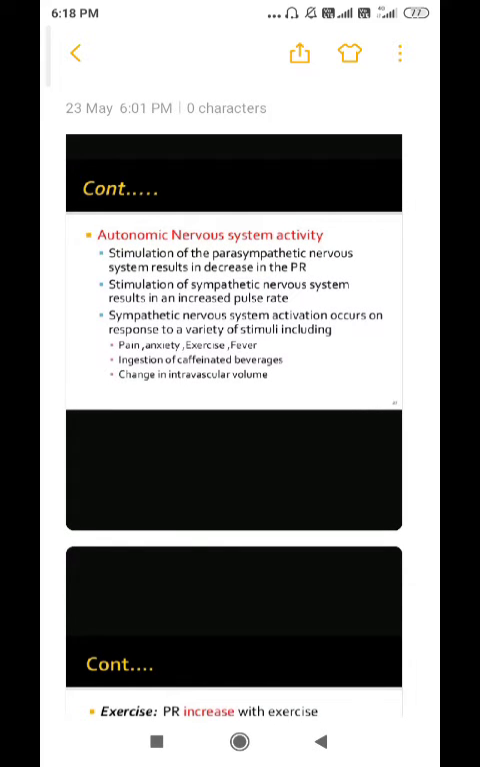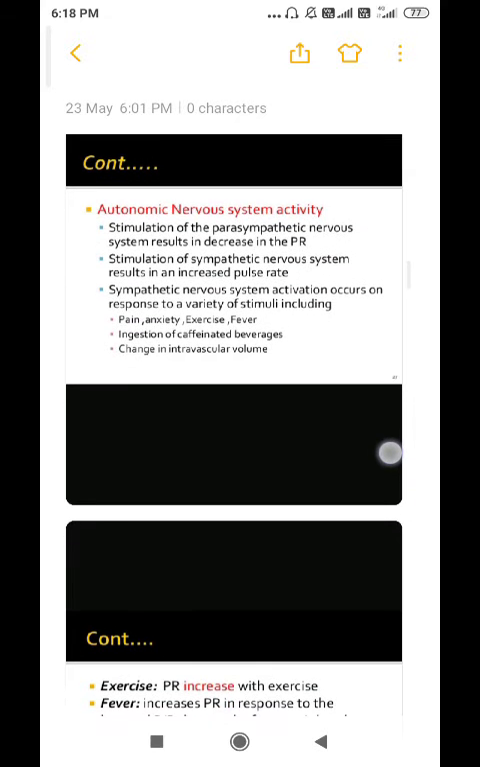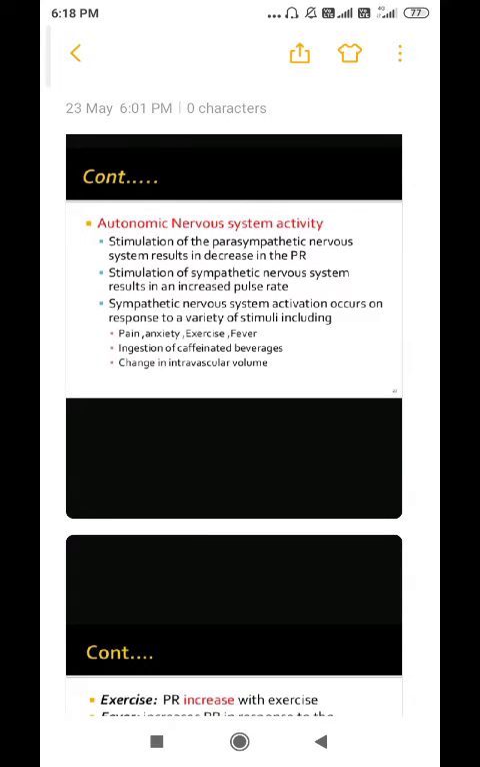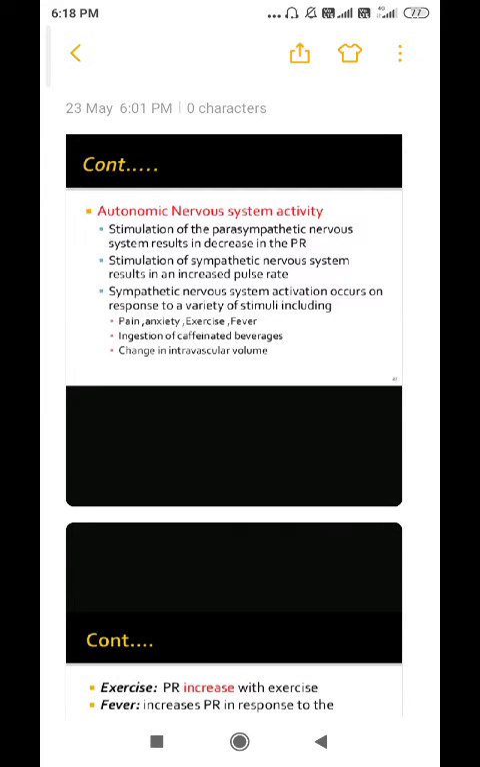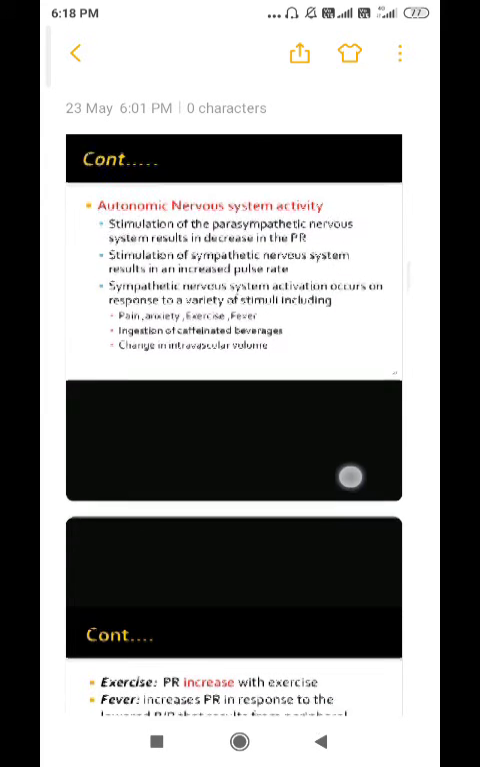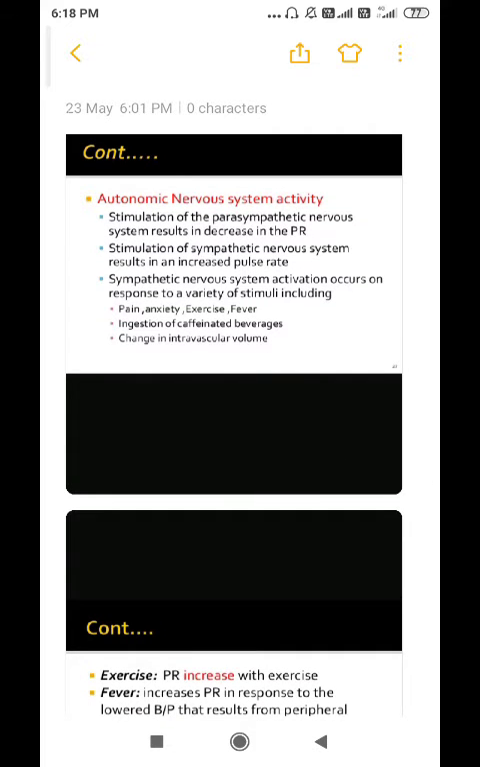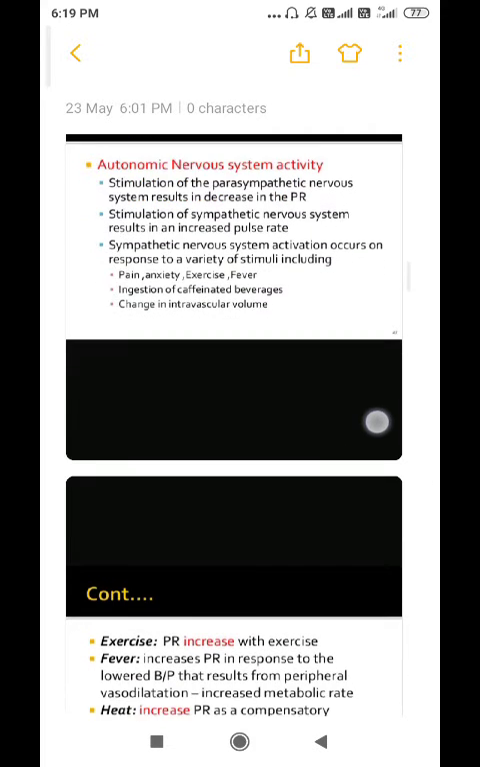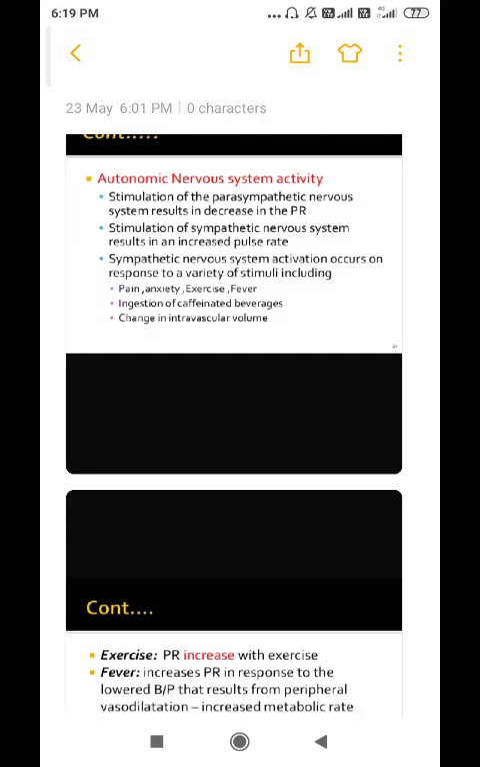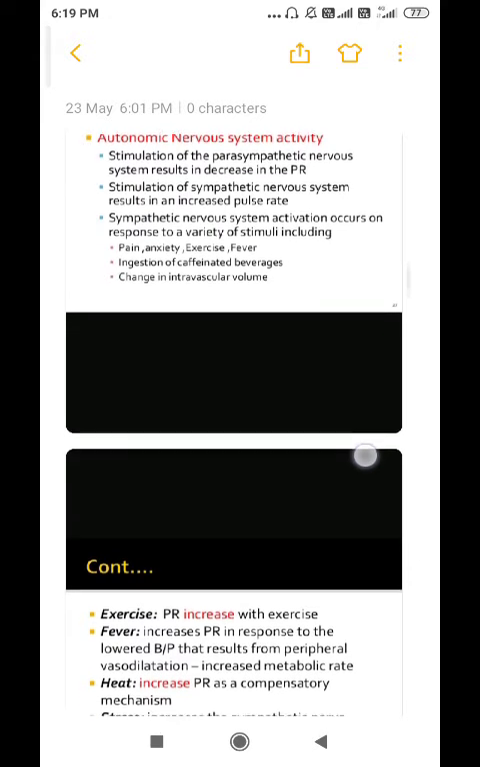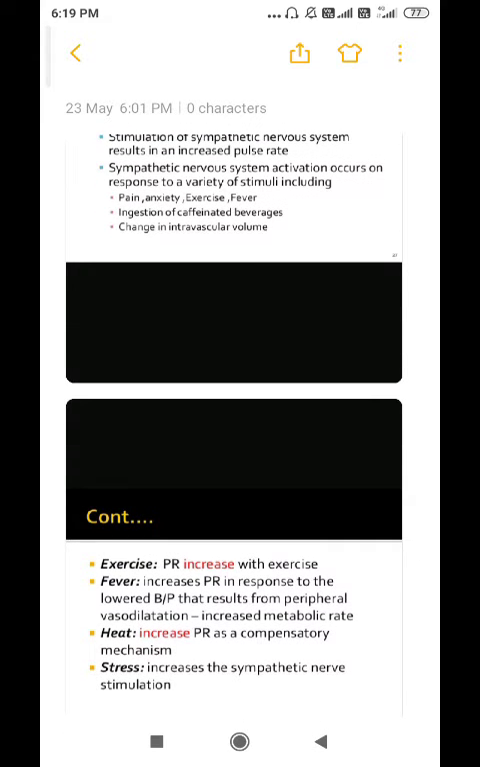Next, autonomic nervous system activity. Stimulation of the parasympathetic nervous system results in a decrease in pulse rate, and stimulation of the sympathetic nervous system results in an increased pulse rate. Sympathetic nervous system activation occurs in response to a variety of stimuli, including pain, anxiety, exercise, fever, ingestion of caffeinated beverages, and change in intravascular volume. These are the responses to a variety of stimuli.